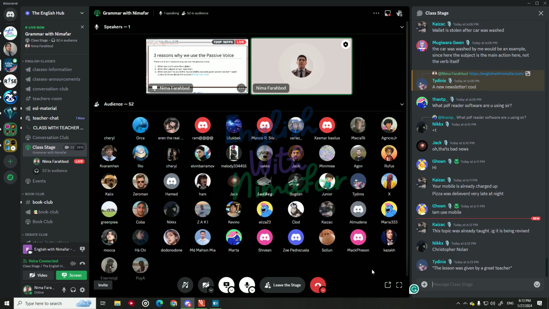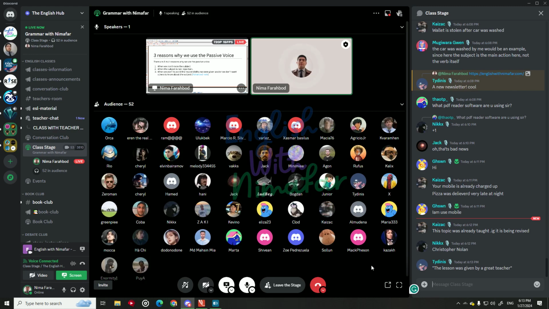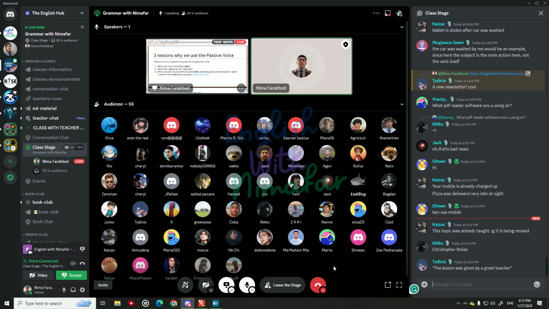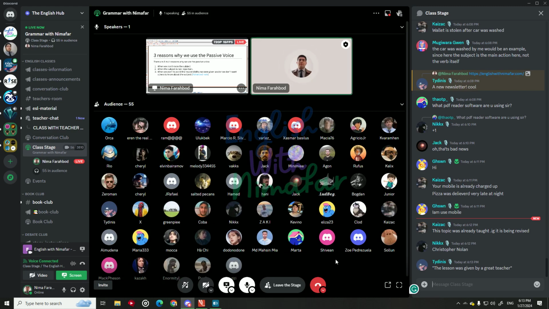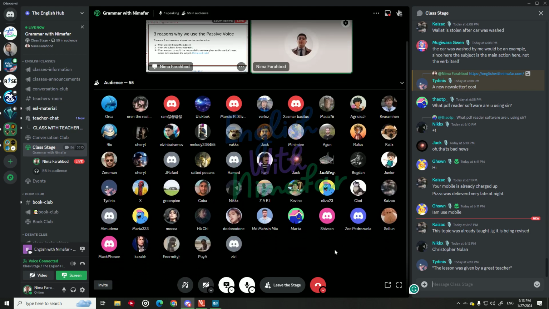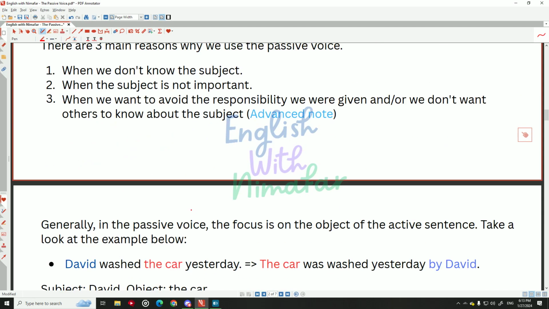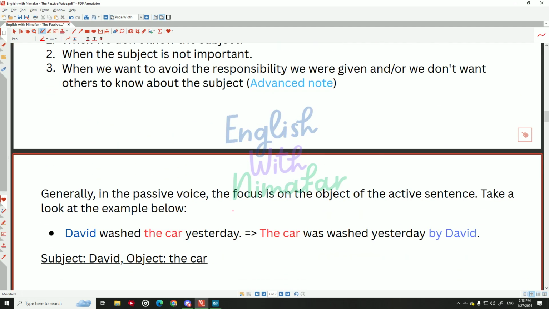The lesson was given by a great teacher. We can say that. So here the focus is on the lesson. Maybe we know the teacher, maybe we don't know the teacher. We don't really care about this. We're talking about and focusing on the lesson itself. So these are the reasons. But generally, in the passive voice, the focus is on the object of the active sentence. This is important.